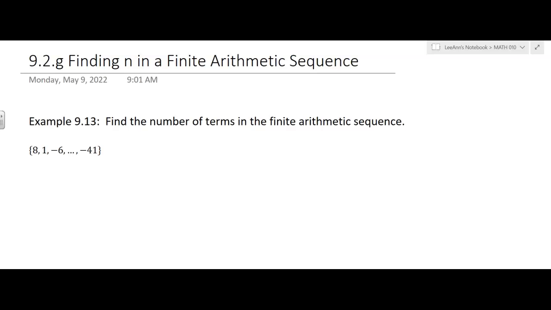The other arithmetic sequences we've been looking at have all been infinite sequences, right? They just keep going. We have the ellipses at the end. But this is a finite sequence here. We have a place where we're stopping, okay? So there's only so many terms for this sequence. They want us to find the number of terms in the finite arithmetic sequence. So we're trying to find how many terms there are.